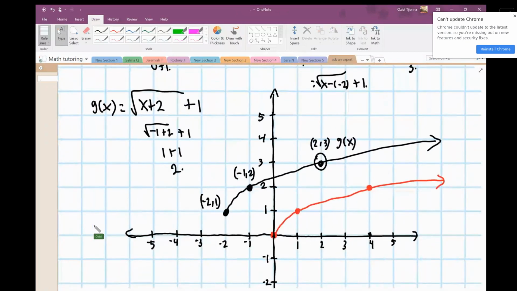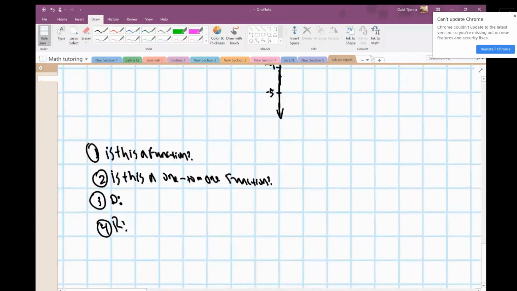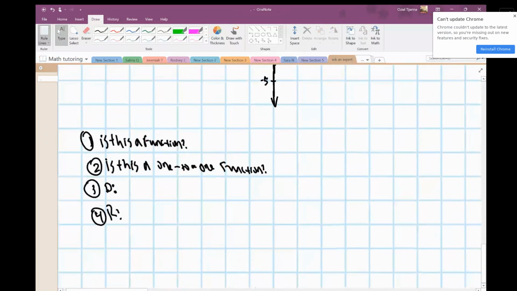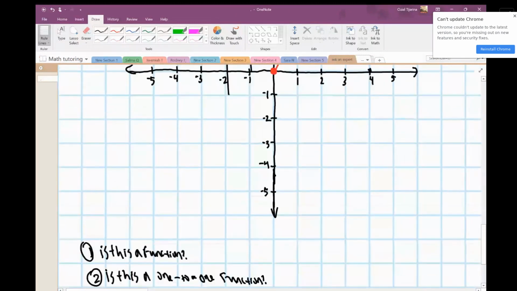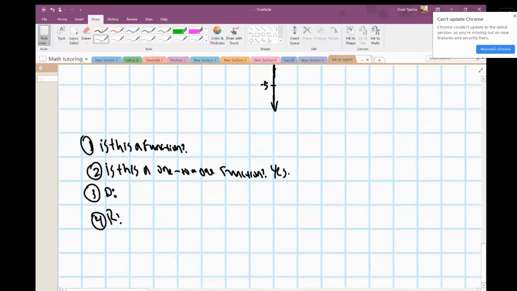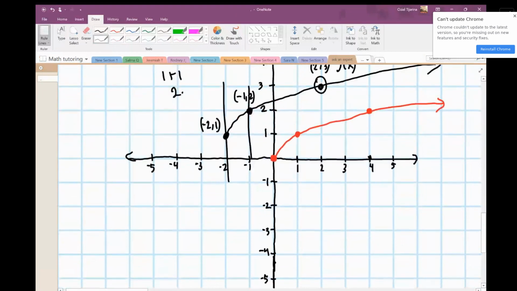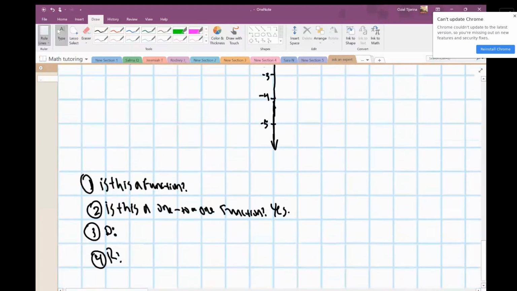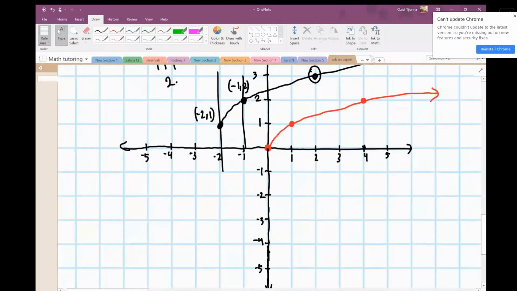So then the other question is, is this a one-to-one function, right? It is, because it follows the vertical line test and it also follows the horizontal line test. So yes, the domain is from, so it starts at x equals negative 2 and it goes on and on and on. So it's going to be from negative 2 bracket to infinity parentheses. The range is going to be from 1 to infinity.